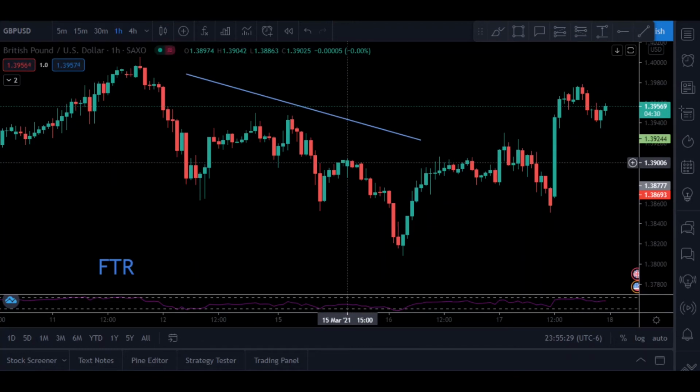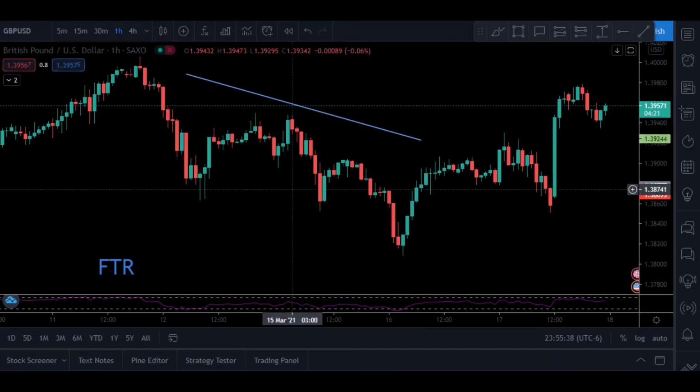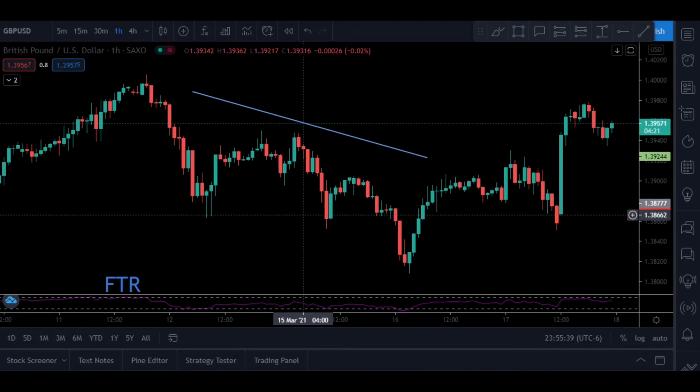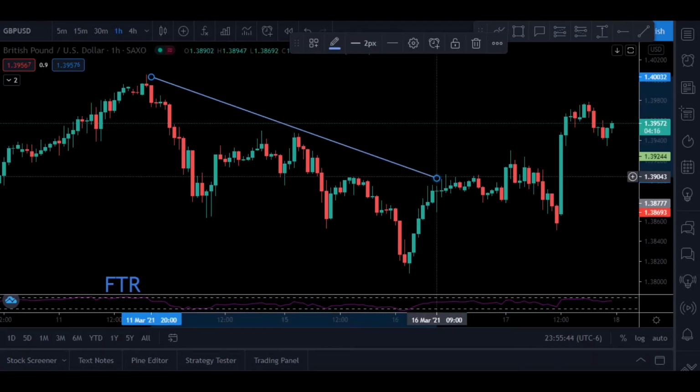As you can see here, we have a bullish FTR, but why didn't we take this one? Because we are in a downtrend. Market structure is telling us that price is going down, so you wouldn't want to take this one.